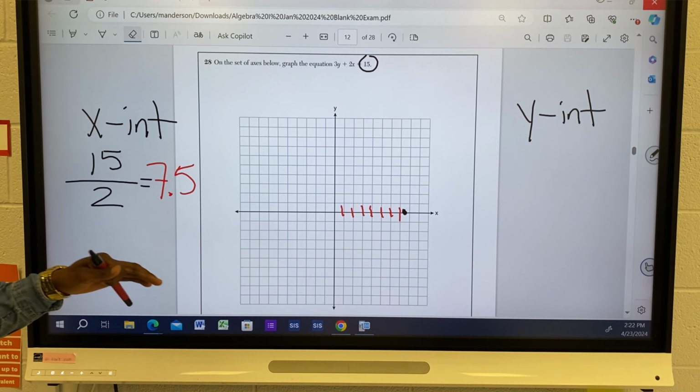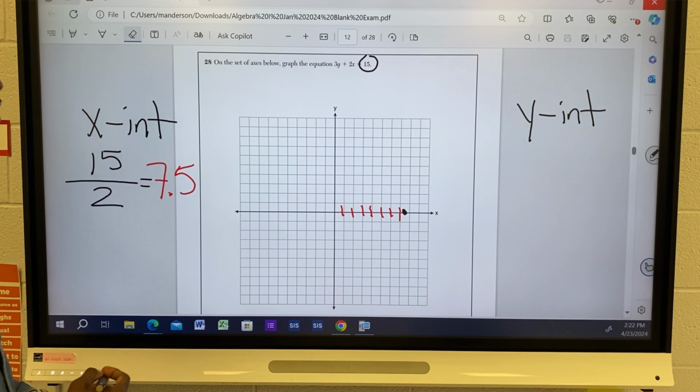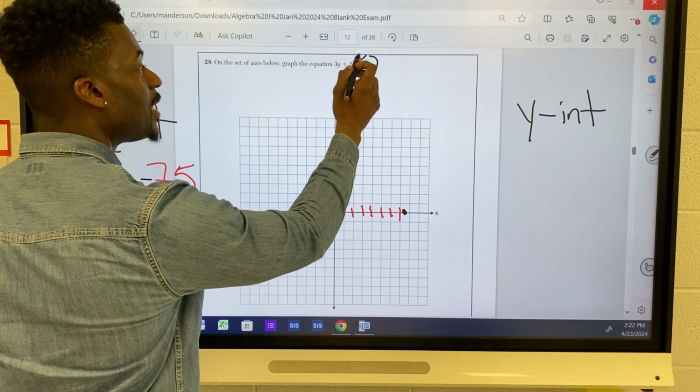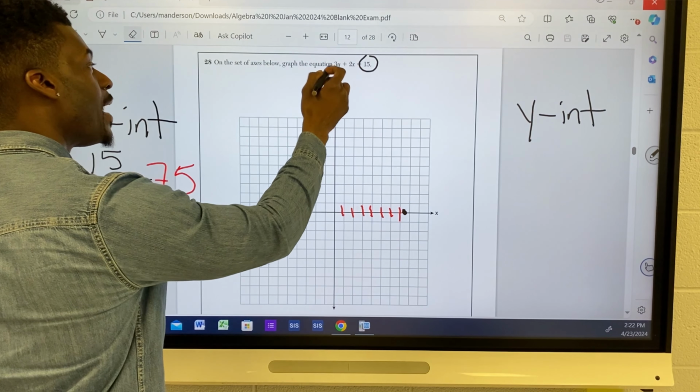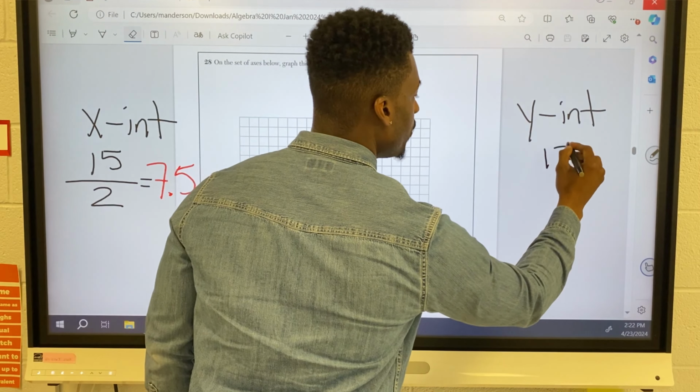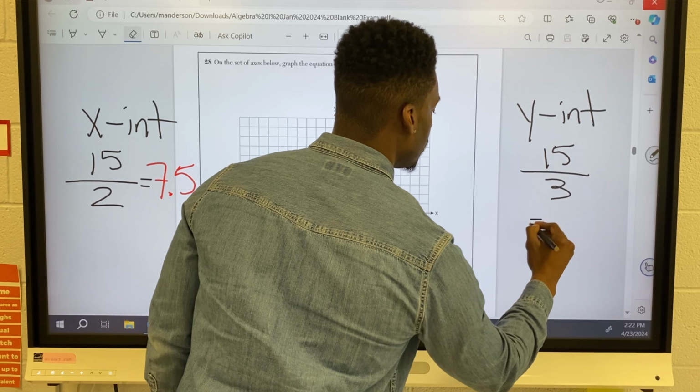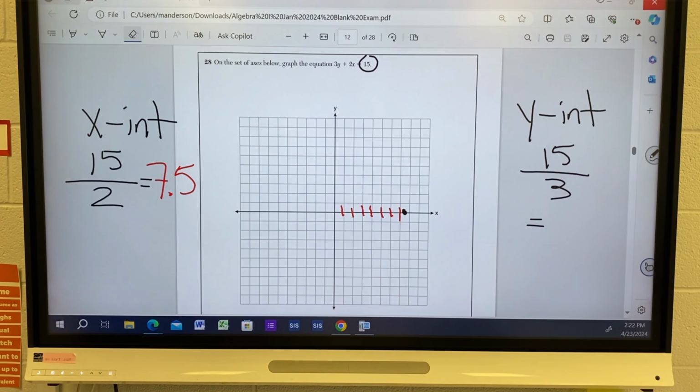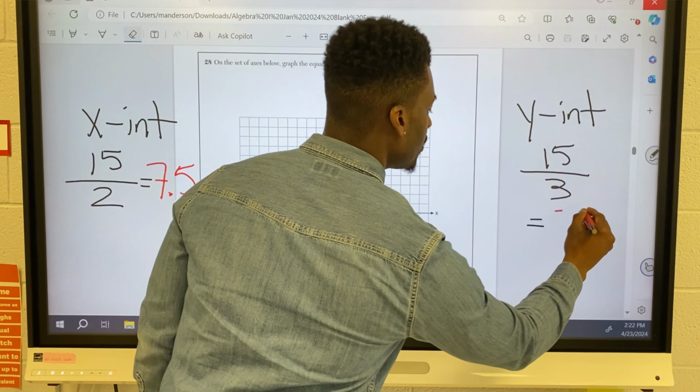Now, I want the y-intercept. So I'm going to do the same thing, except now I'm going to do 15 divided by the coefficient of y. So 15 divided by 3. What does that give us? Everybody should get 5. Am I moving too fast? No. Okay. So 15 divided by 3 is 5.